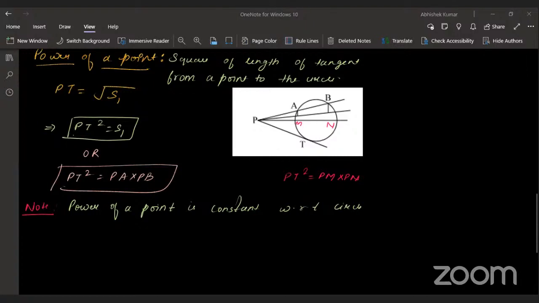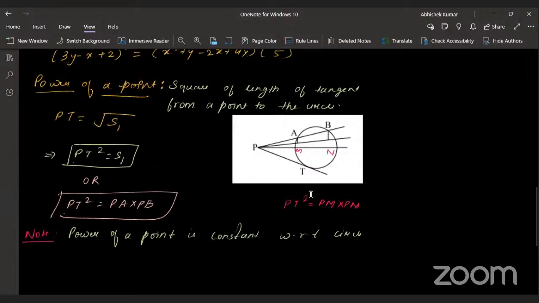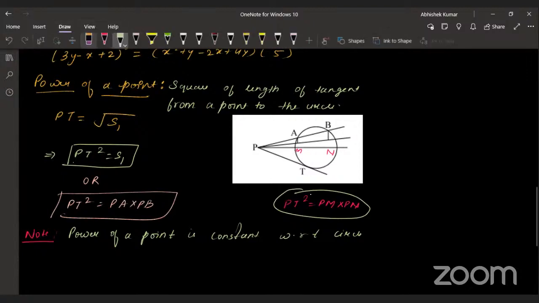Sir, in PA into PB, both A and B points are on the same secant. Same chord, same secant. Okay. And you can change the secant, but the value of PT will not change. That's the reason I wrote here PT square can also be written as PM into PN, where M and N are these 2 points which I have mentioned. So for a particular circle, the power of a point never changes. It's as simple as that. All right.